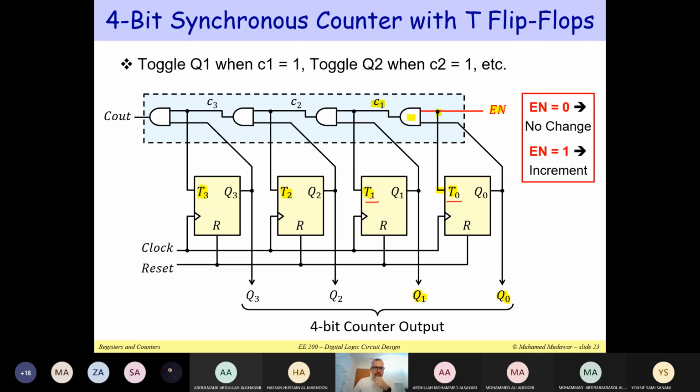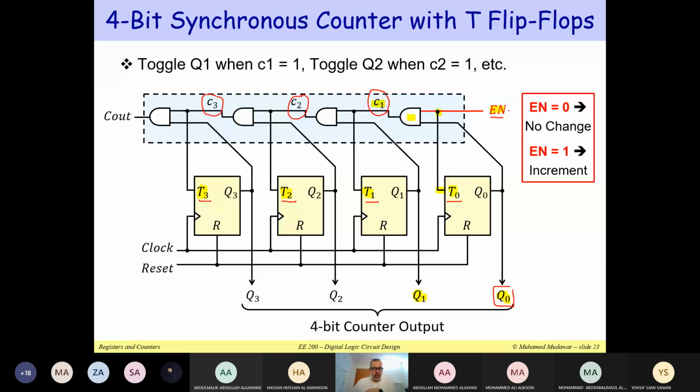Exactly. So when do we get this T equal to 1? Let us see here T1. For T1 we get C1. So basically T1 is equal to C1. T2 is equal to C2, and T3 is equal to C3. So when do we get C1 equal to 1? When it is enabled and Q0 is equal to 1.